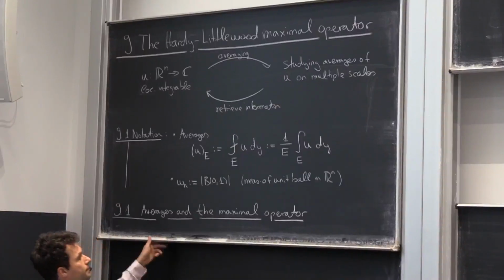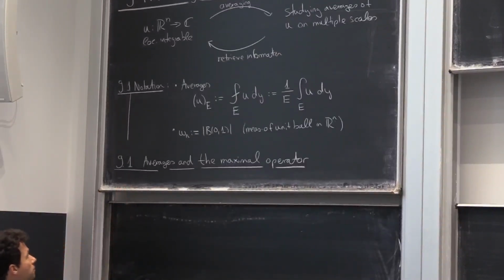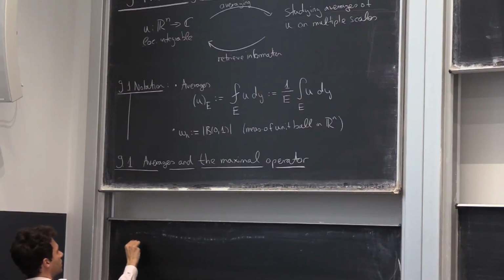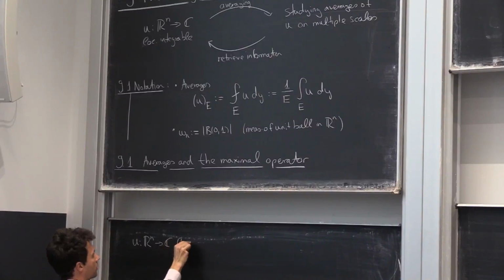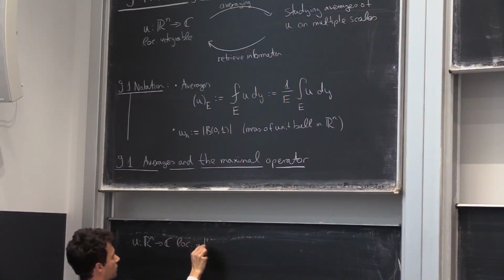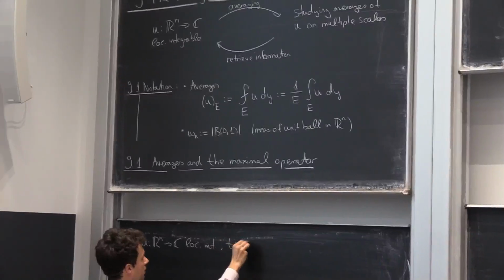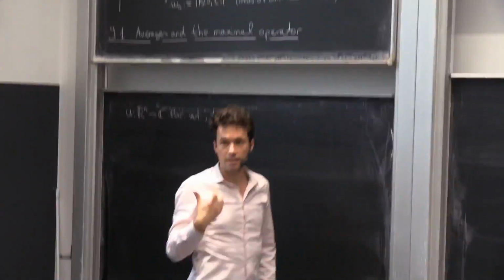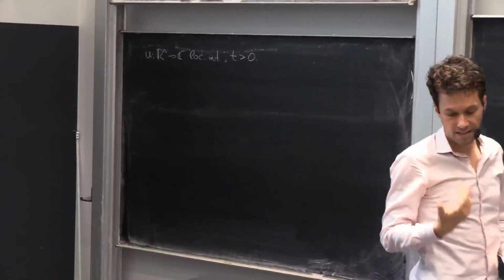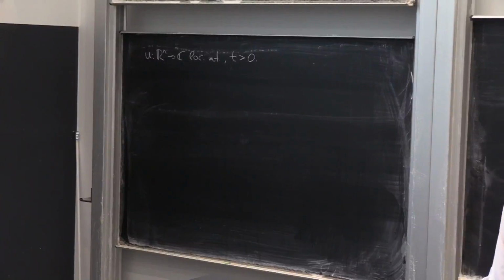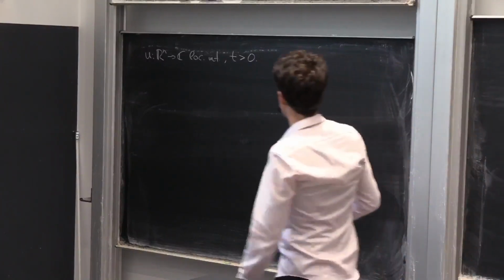Okay. And so to give you an idea of what averages do to a function, let me just take u again, a locally integrable function. And let me take a positive number t, and t you should think of as the scale. Okay? So that's the scale.